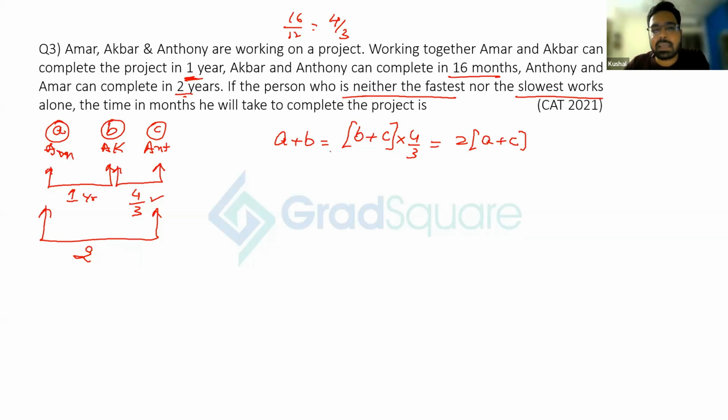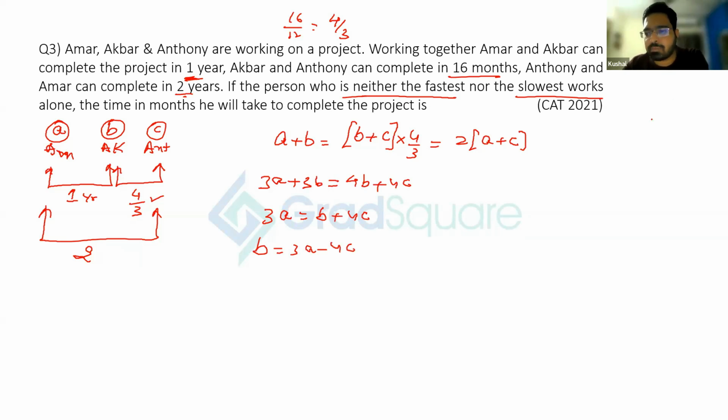So if I take A plus B is equal to 4 by 3 times B plus C, I will say 3A plus 3B is equal to 4B plus 4C. Post this, what you can do is 3A is equal to B plus 4C. So B turns out to be equal to 3A minus 4C.